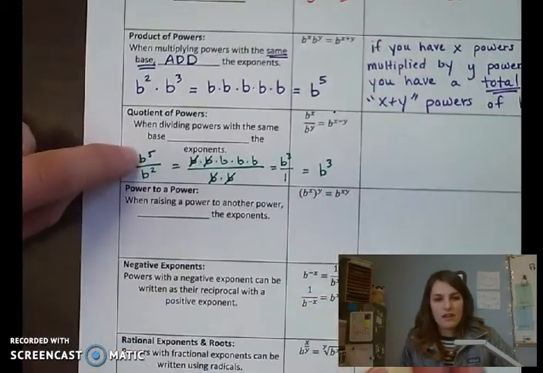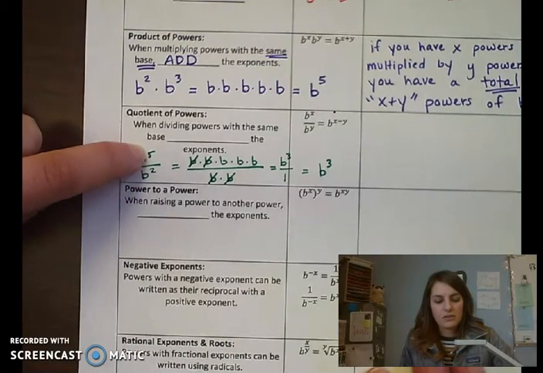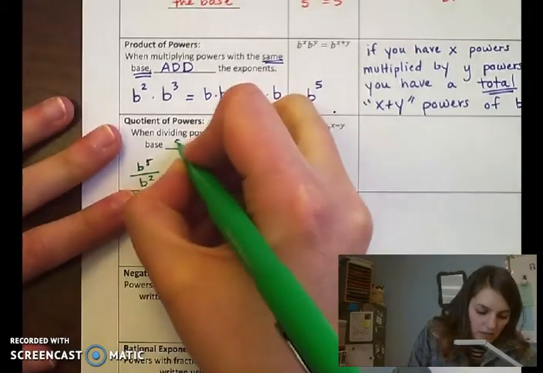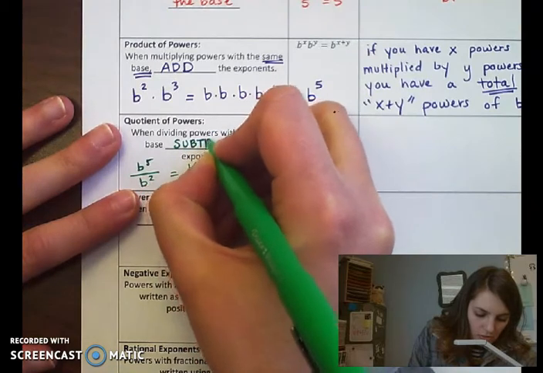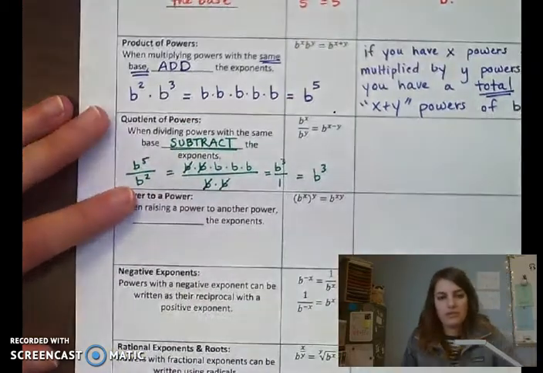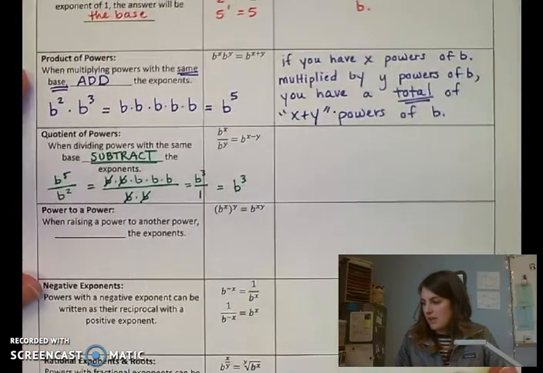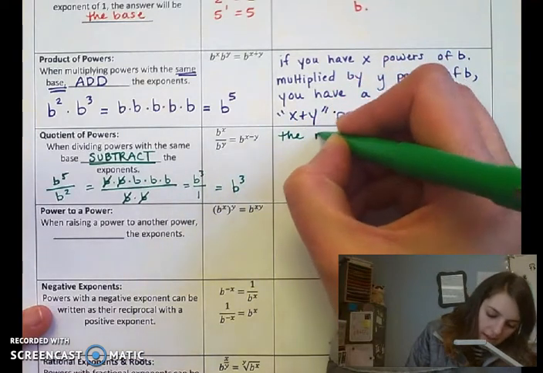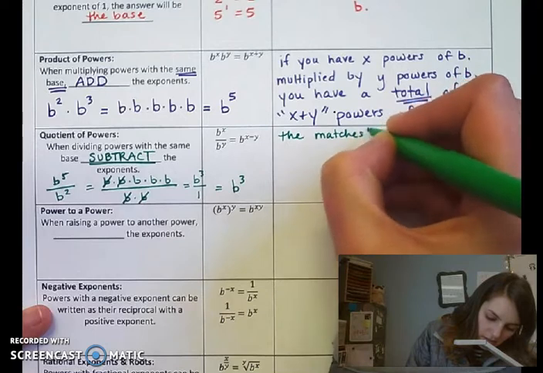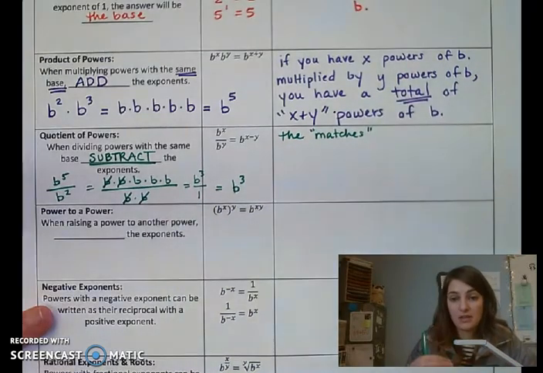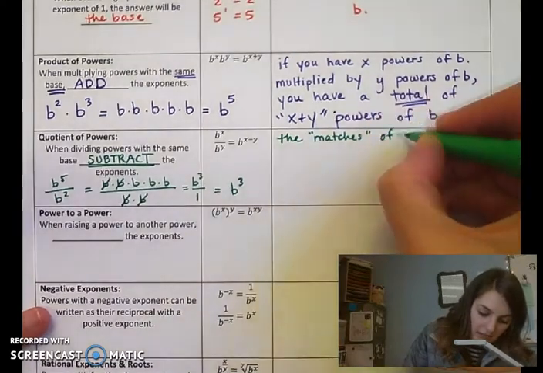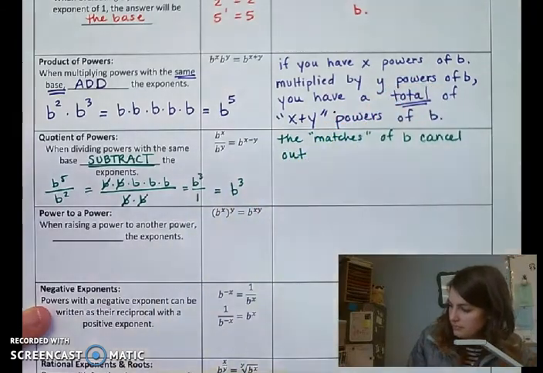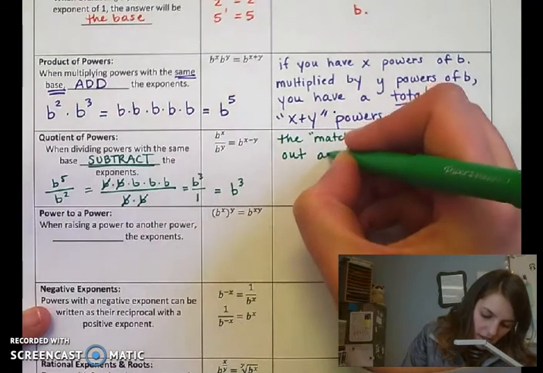So what we really have here is subtraction going on with our actual exponents. So b to the fifth over b squared ended up being b cubed. So we're going to fill in this blank with the word subtract. We'll be subtracting our exponents. And the reason is because the matches, so pairing one factor of b with another from the top and bottom of b cancel out and make ones.